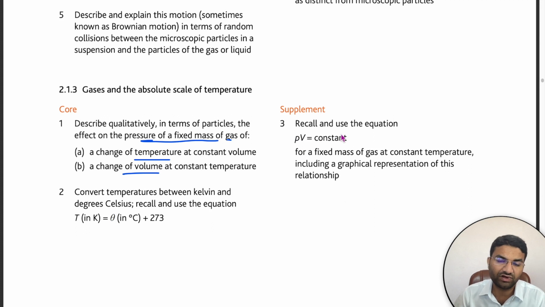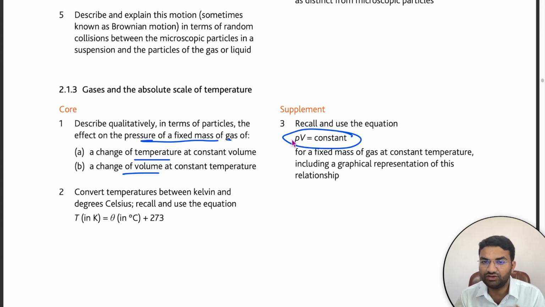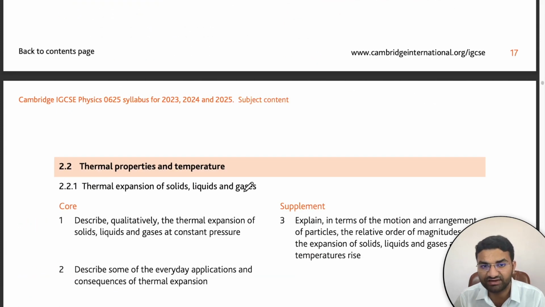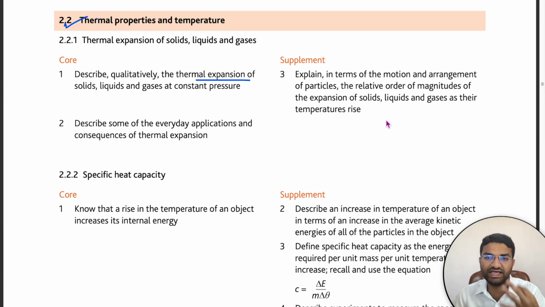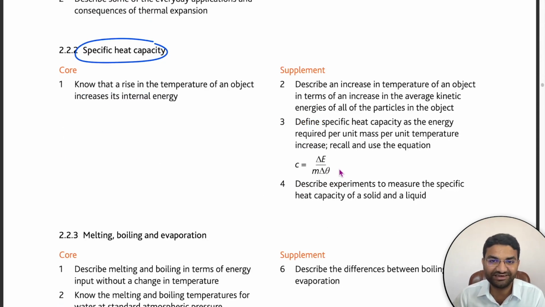And here the extended student has to learn and understand the formulas relating to the gas laws, numerical questions as well, and graphical representation. Then the second subtopic, thermal properties and temperature. Here you have to understand the theory of thermal expansion of solids, liquids, gases. Next, specific heat capacity. Specific heat capacity c is equal to delta E upon m times delta theta.